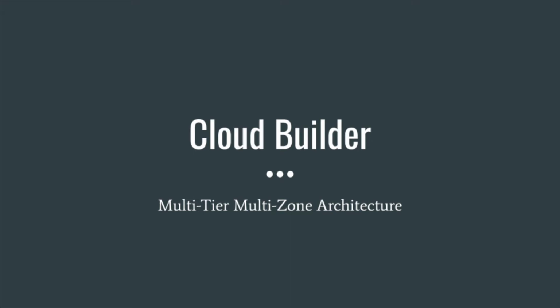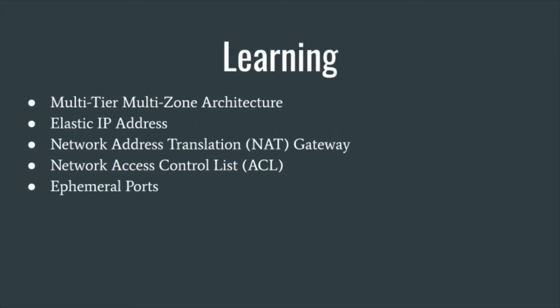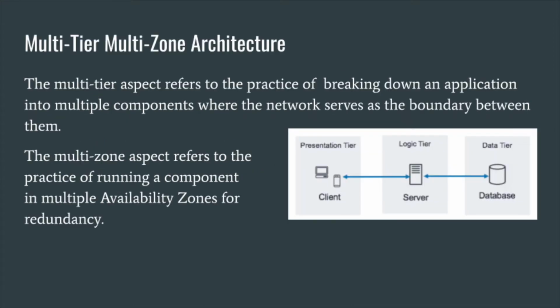Welcome to this Cloud Builder level on multi-tier multi-zone architecture. You start by learning about a number of concepts involved when building a multi-tier multi-zone architecture. The multi-tier aspect refers to the practice of breaking down an application into multiple components where the network serves as the boundary between them. The multi-zone aspect refers to the practice of running a component in multiple availability zones for redundancy.